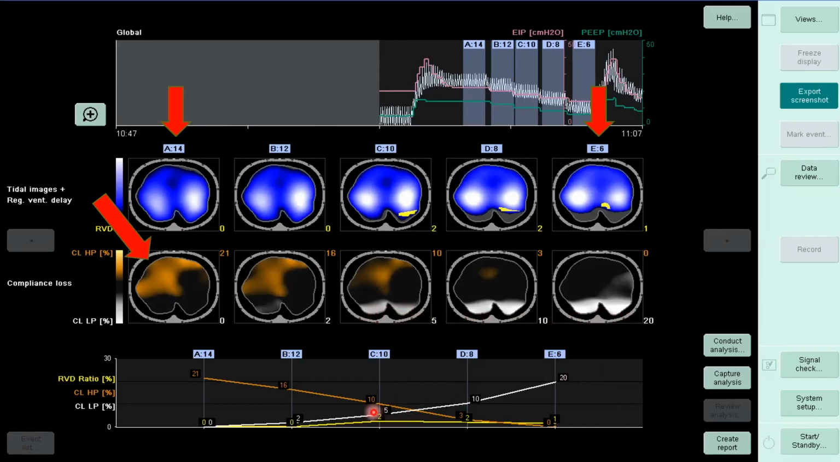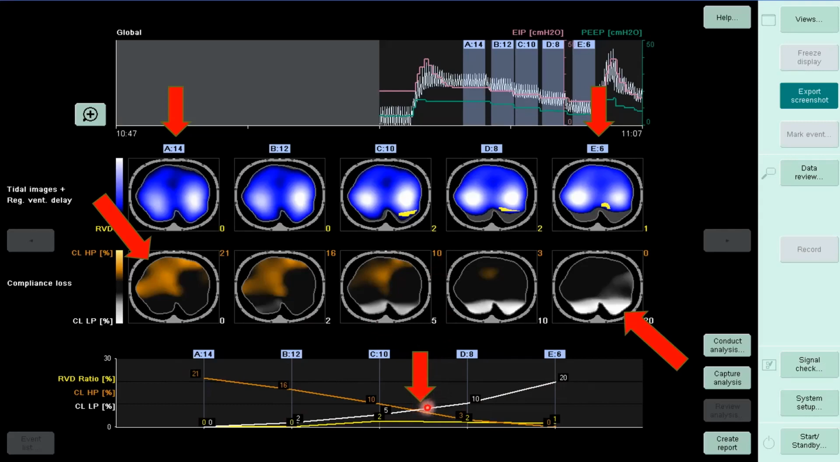So below here, there's these vectors, and it's the same numbers that you see up here, 21, 16, the same thing with the white, 20, 10. And usually where both of them meet, where they both cross, this is what is basically the least overdistension and the least de-recruitment. So right about here would be ideal.